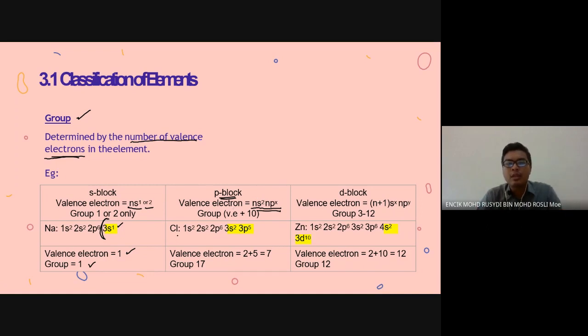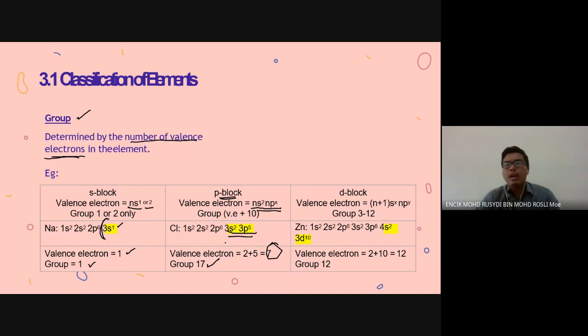So for example here we have chlorine. For chlorine we have 3s2, 3p5. This is our valence electrons. Where are they located? 3s2, 3p5. So correlate with ns2, which is 3s2, and np, 3p5. Alright. So the total valence electrons here we have 2 plus 5 would be 7. Okay. So the 7 electrons there, we add 10. So we will get the group for this element, chlorine.